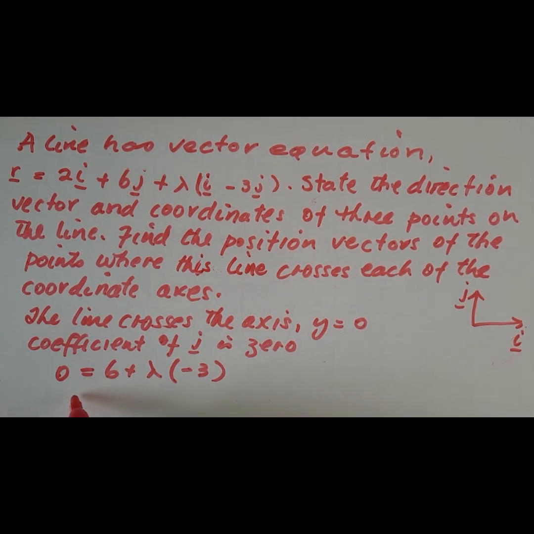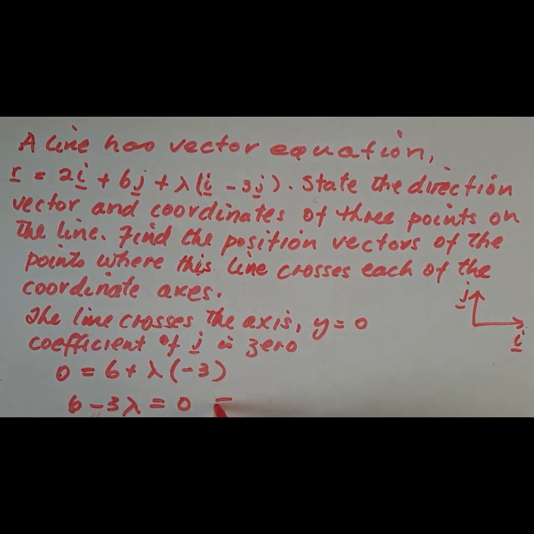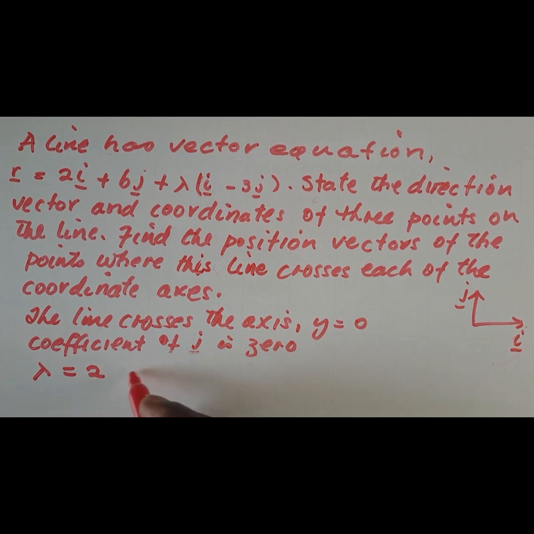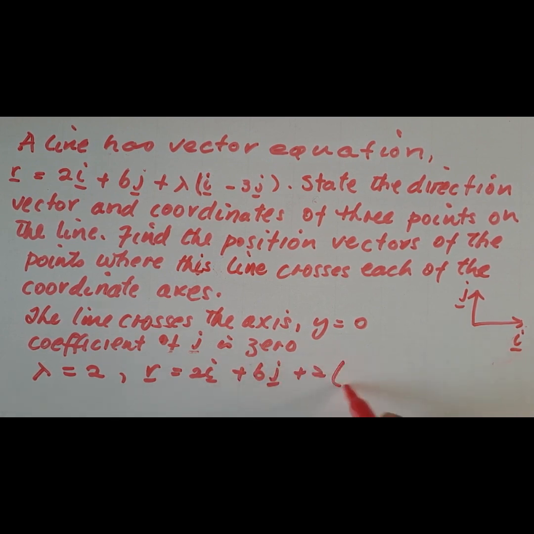So this now becomes 6 minus 3 lambda equal to 0. This implies that lambda is equal to 2. So when lambda is equal to 2, we have that r is equal to 2i add 6j add 2 into i minus 3j, which is equal to 4i.